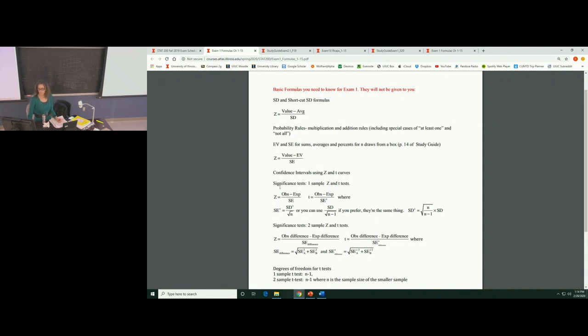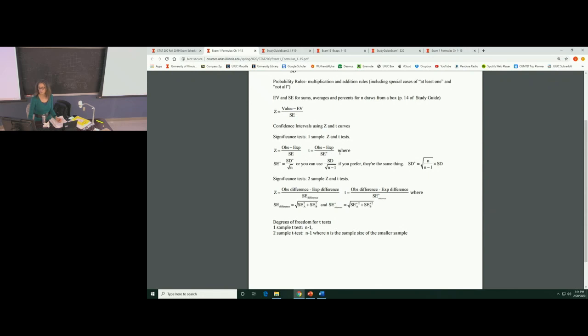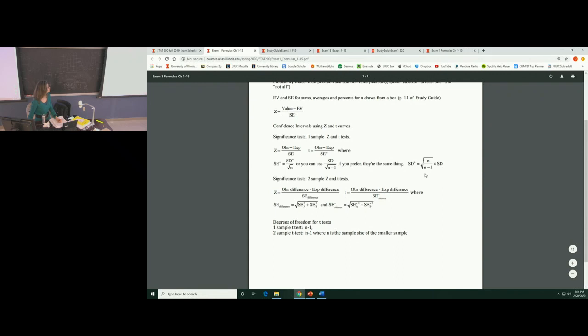And then we moved on to these significance tests, and we have the one sample z and t test, and they look very much the same. The only difference is the standard error is tweaked for the t. It's bigger, and SD plus is bigger. And it's bigger for both of them by this factor. All right, and then we did the 2, and then you have to look on the t curves for the t.